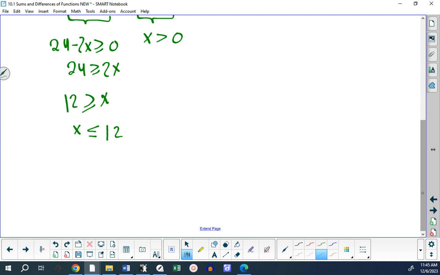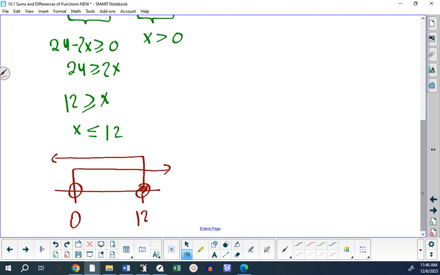Well, if we were to sketch it, here's 0, and I'm saying x has to be greater than 0. Here's 12, and I'm saying x can be equal or less than 12. So it's anything between 0 and 12, including 12. So 0 is less than x, which is less than or equal to 12.